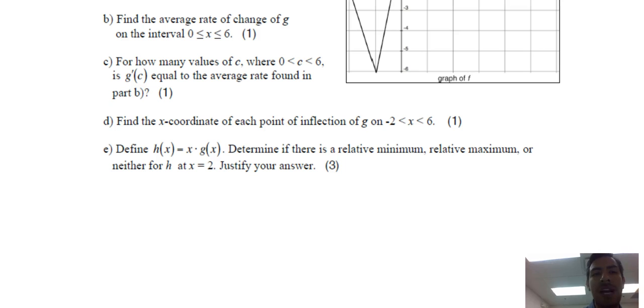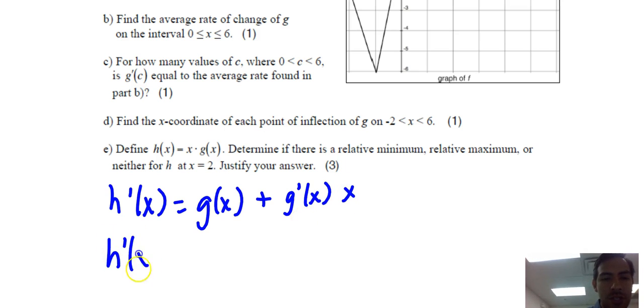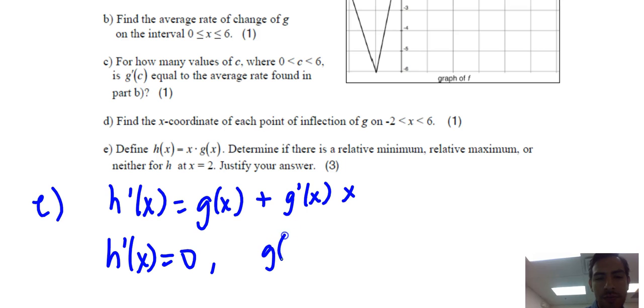Determine if there's a relative max or min or neither for h. Well, if I want to know if there's a max or min for h, I need to take the derivative. So h prime of x is going to be g of x, product rule: derivative of the first is 1, keep the second, plus derivative of the second, g prime of x, times x. I need to set h prime of x equal to 0 for part E, and I get g of x plus g prime of x times x equals 0.